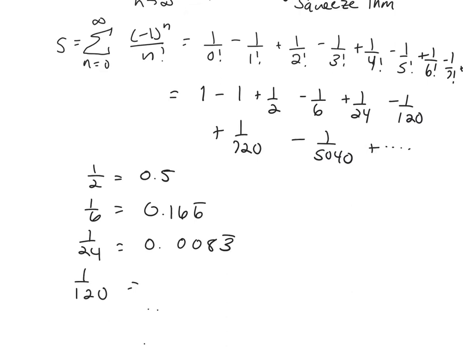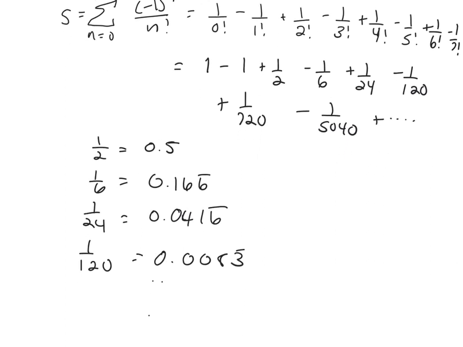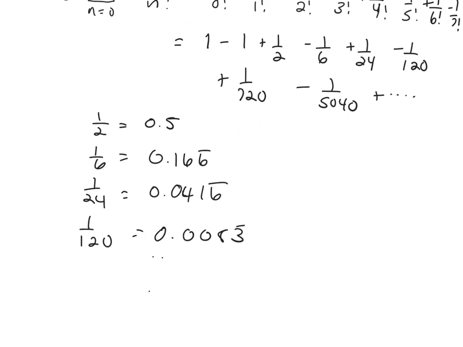Oh, sorry. 1 over 24, that's the wrong number. That's what goes in the next spot. It's going to be 0.416 repeating. Here's the 0.0083 repeating. And you've got to look until you get to 0.000 something. So 1 over 720, 0.00138 repeating. I still don't have 0.000.